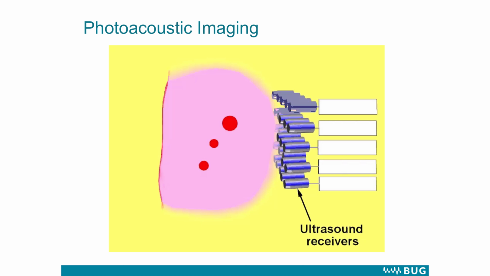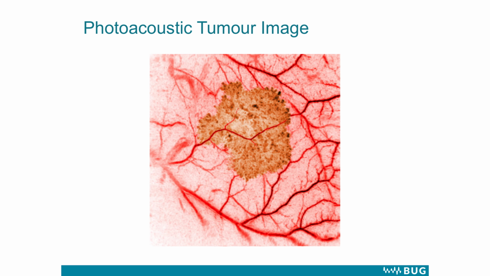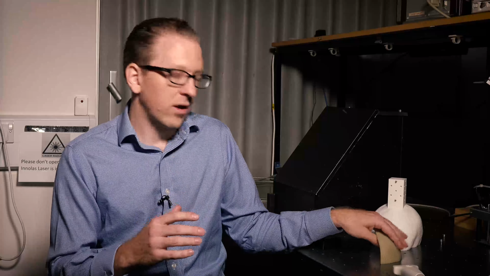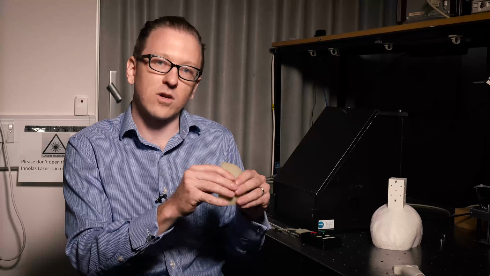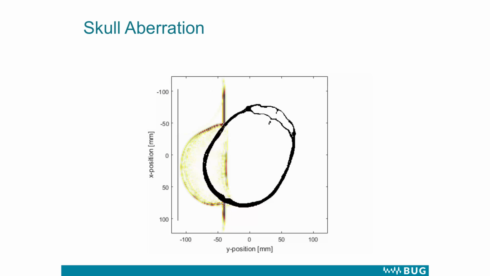So in conventional soft tissue photoacoustics, that's relatively easy because the tissue is quite homogeneous, so it has the same sound speed throughout the tissue. But in photoacoustic imaging in the brain, you have the skull in the way, and the skull has quite different mechanical properties to the rest of the body.